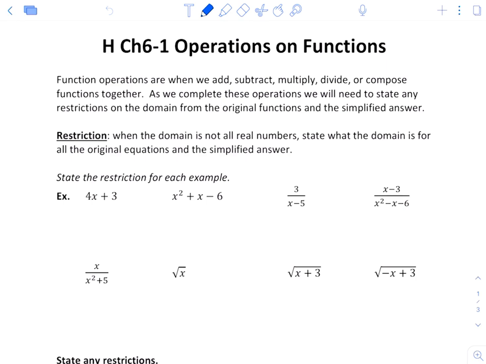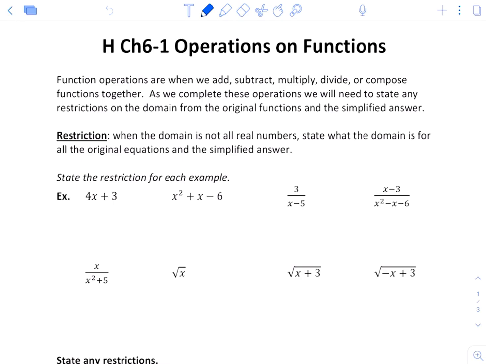So to start with, we're going to talk about what I mean when I say restriction. A restriction is when the domain is not all real numbers. And we're going to state what the domain is, again, for all the original equations and our simplified answer, or we're going to state what it can't be. It depends on if we have a countable number of elements that can't be in the domain. That's when we would say what it can't be. And if we don't have a countable number, so infinitely many, then we would state what the domain is. So we're just going to go over different examples and talk about how we would write each type of situation.